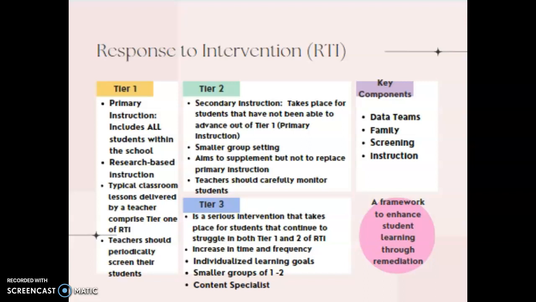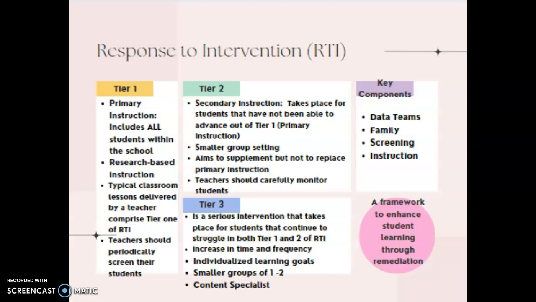Response to Intervention, RTI, a framework to enhance student learning through remediation. RTI is broken up in 3 instructional tiers. Tier 1, Primary Instruction, includes all students within the school.